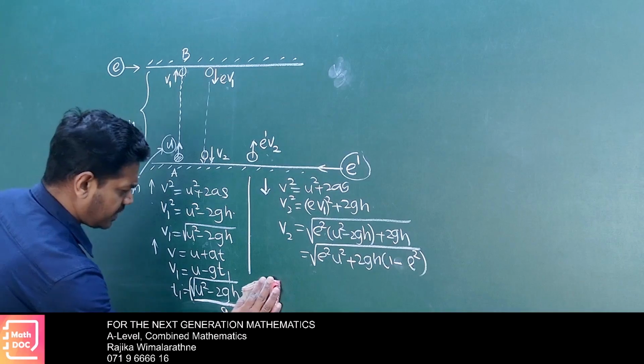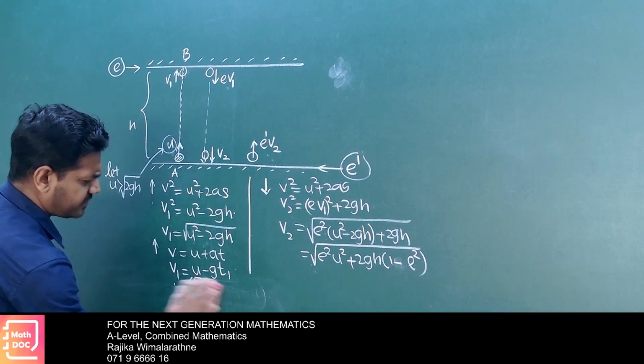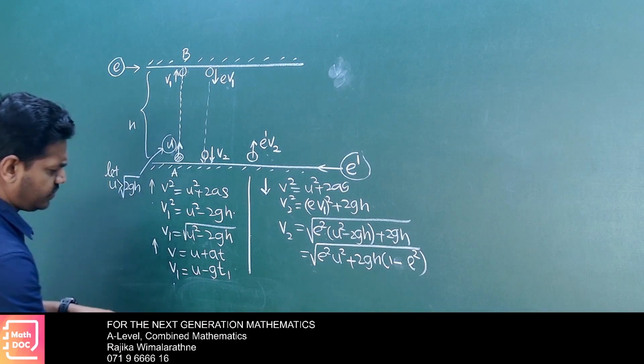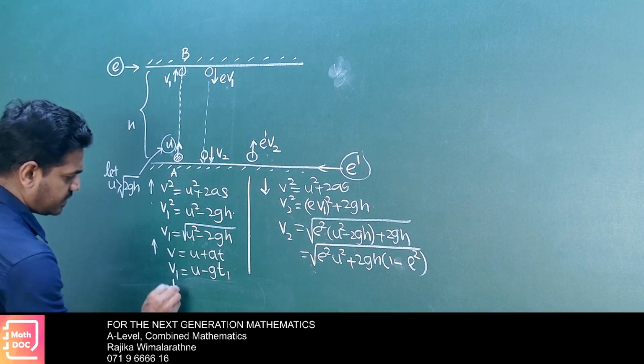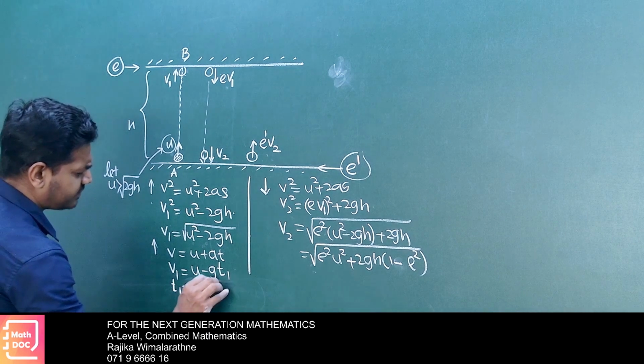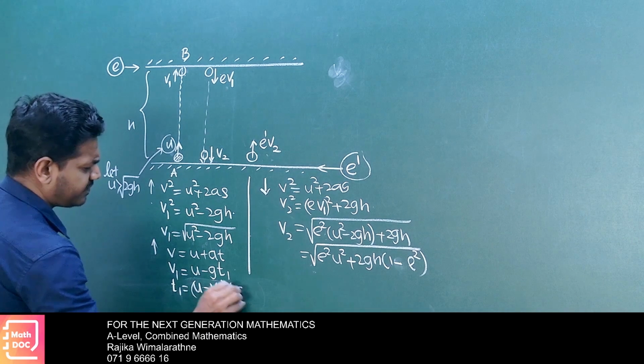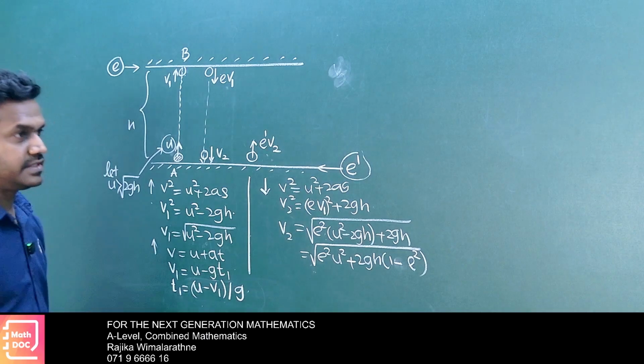Here the time sign is somewhat different. u minus v1, t1 equals u minus v1 divided by g.